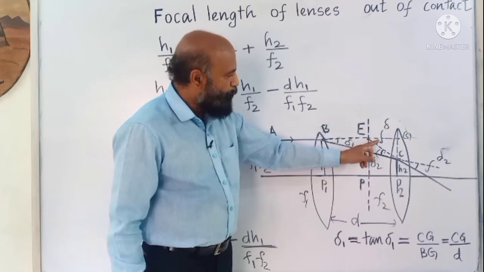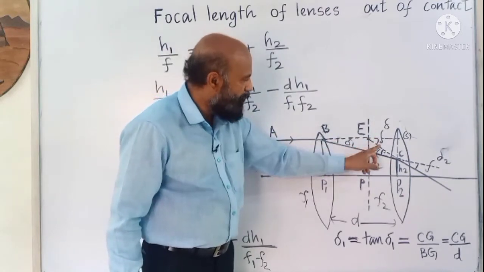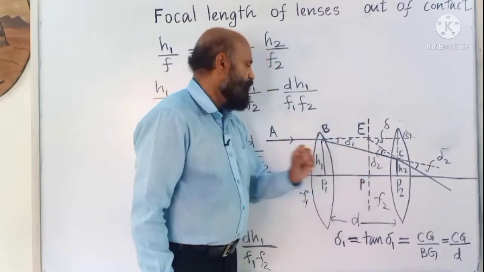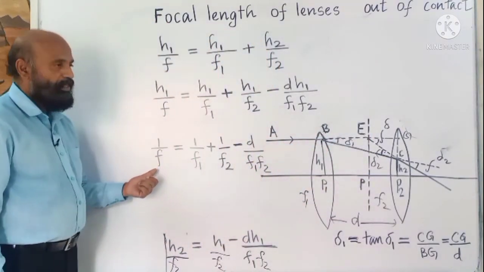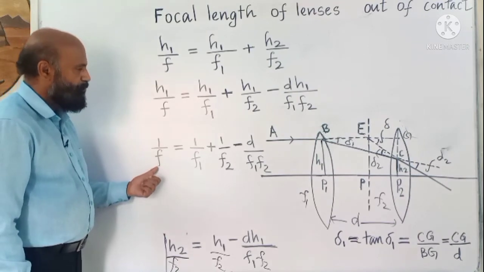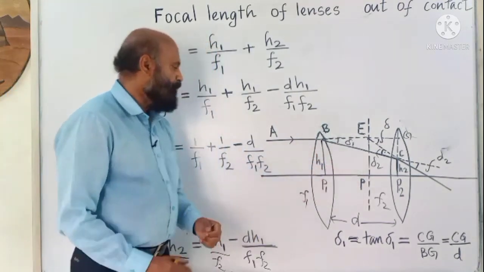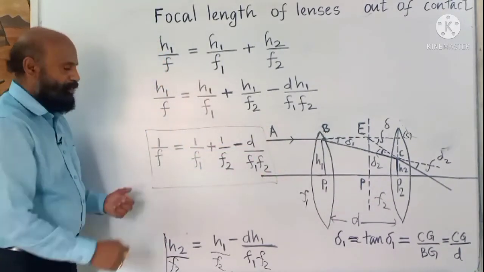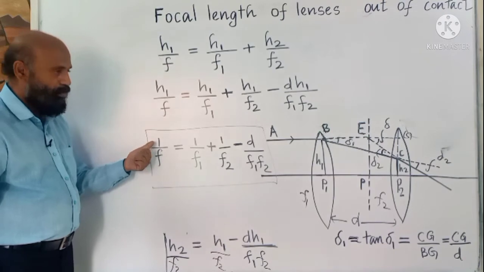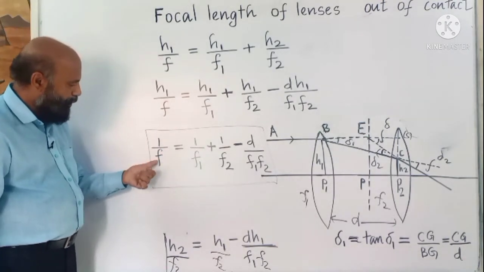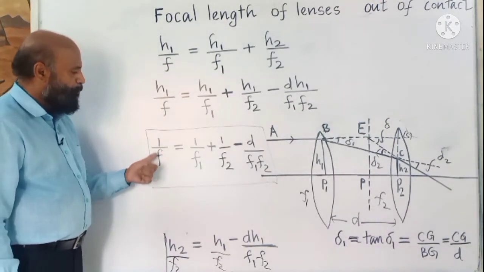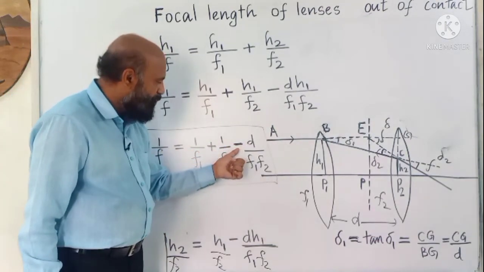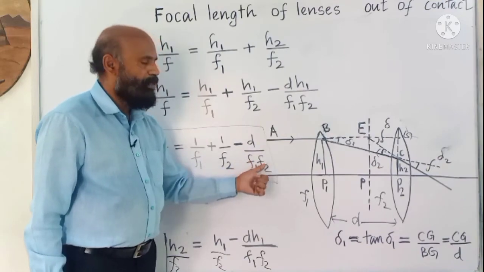These two lenses can be replaced by a single lens. So net deviation produced by these two lenses is delta. So the position of this effective lens is here. Now f is the effective focal length, or focal length of the effective lens. Using this expression, we can get the effective focal length, or focal length of the effective lens, which is given by this relation: 1 by f is equal to 1 by f1 plus 1 by f2 minus d divided by f1 f2.